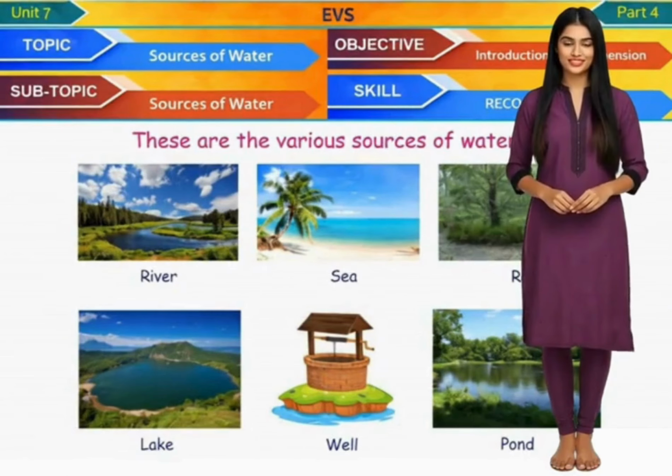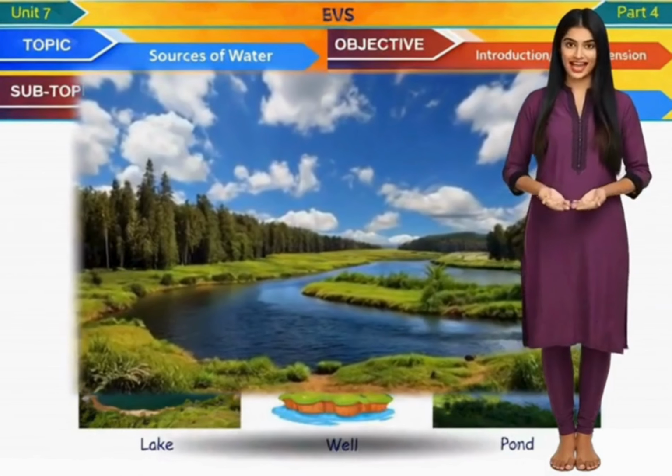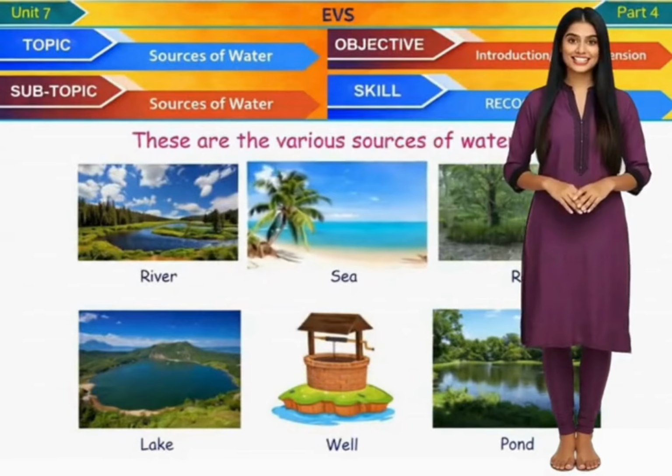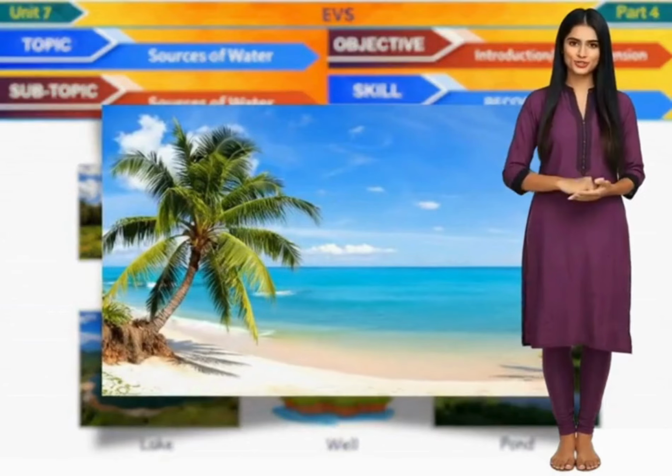Let us start with rivers. Rivers are flowing water bodies that provide water to cities, farms, and animals. Now, children, look at the sea. The sea is a very large body of water, but its water is salty and not used for drinking.